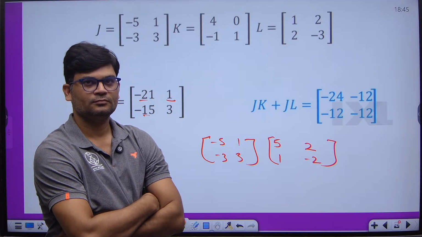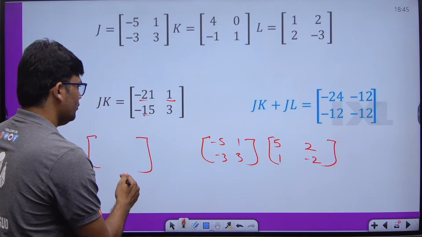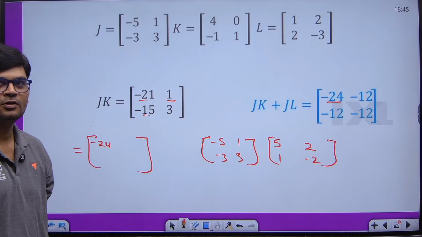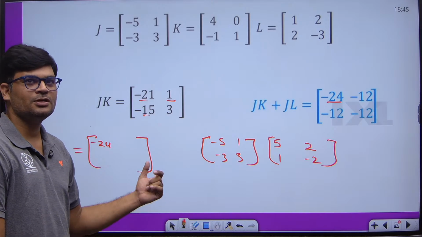Negative 25 plus 1, so negative 24. Wonderful. Can you see the first element is the same as before? JK plus JL. Okay. Now, let's come to the second part.